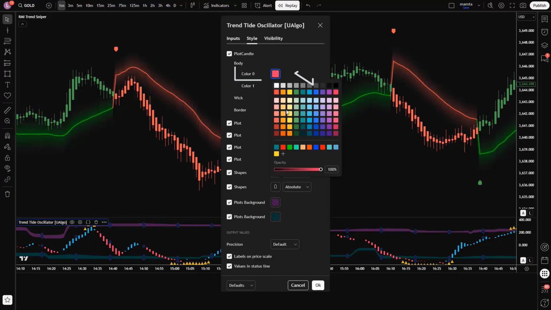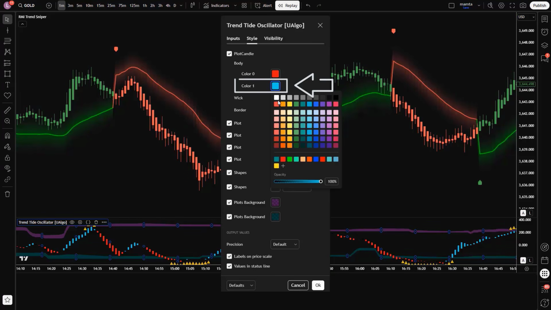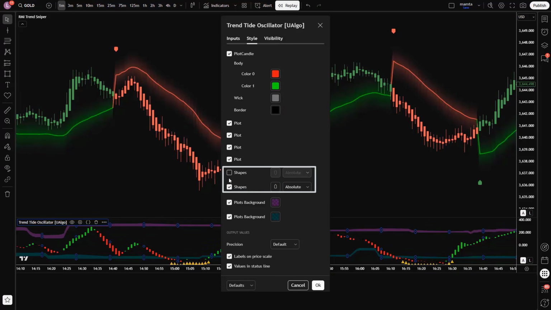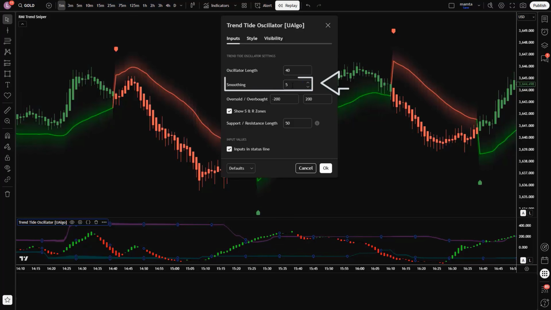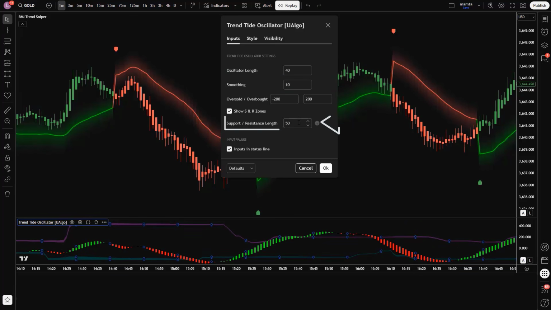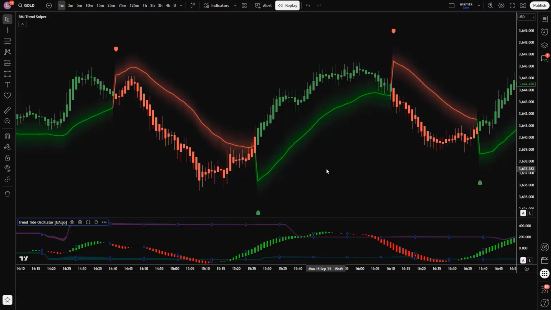We have to change this color 0 option from pink to red. We have to change this color 1 option from blue to green. We need to hide these options. We have to change this oscillator length option from 16 to 40. We have to change this smoothing option from 5 to 10. We have to change this support/resistance length option from 50 to 70. Now our setup is ready.